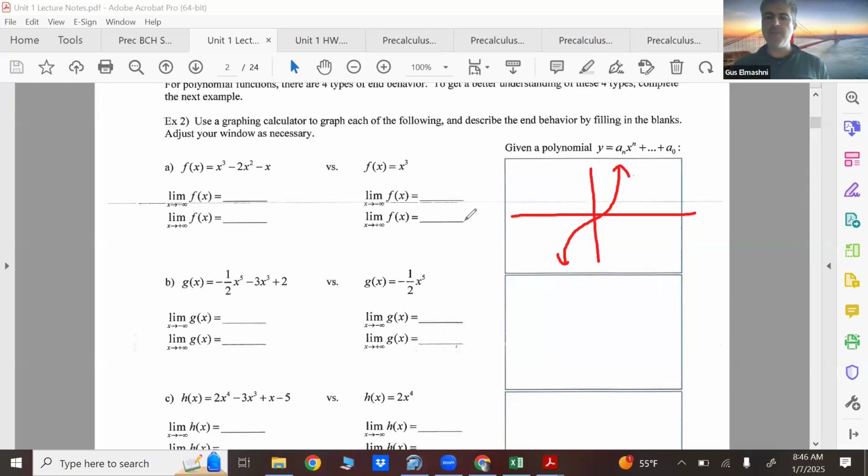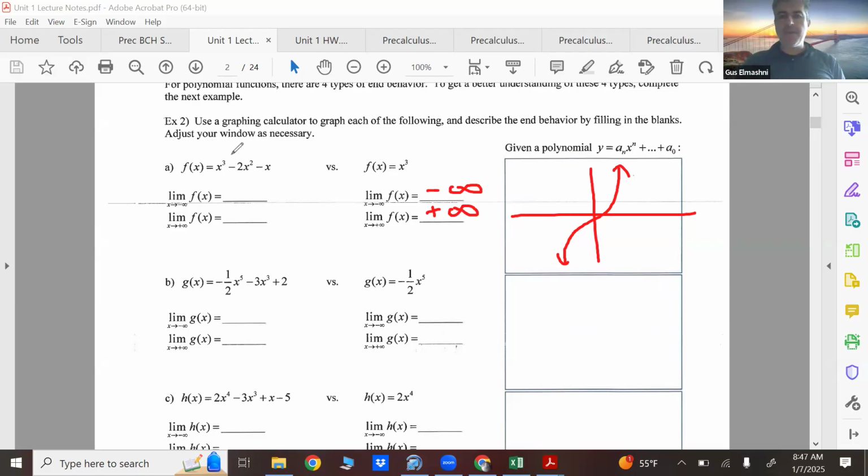Look at the left end of the graph. Where's the left end pointing? So you can put negative infinity. How's the right end pointing? So that's all you're looking at, left and right ends. That's why it's called end behavior. So you have to set it up this way to show that you're describing the end behavior. x approaches negative infinity does this. x approaches positive infinity does this.